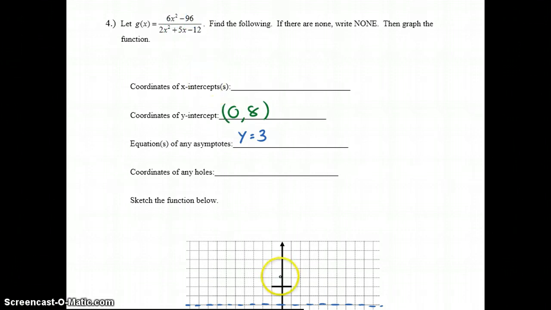Let's put a point in there, 0, 8. I've already got 2 points. How wonderful. Now, I can't really do much more with what I've got right now, but I can start to factor this. In the numerator I can factor out a 6. I'm left with x squared minus 96 over 6, I believe is 16. On the denominator I've got 2x squared plus 5x minus 12.